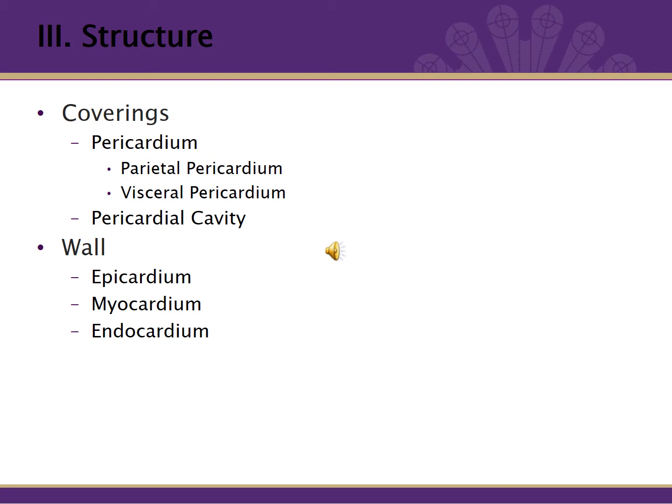The next layer is the myocardium. It is made of cardiac muscle and is the thickest middle layer. It is the performance layer of the heart. The endocardium is the inner layer. It is similar in structure to the epicardium, minus the adipose.